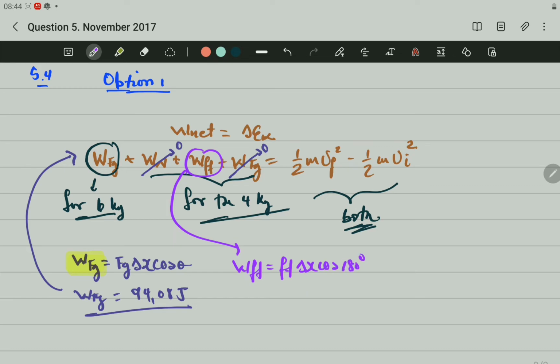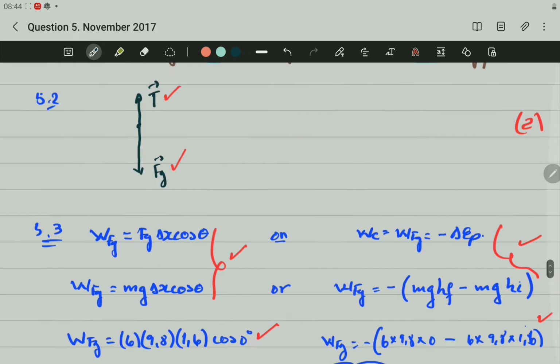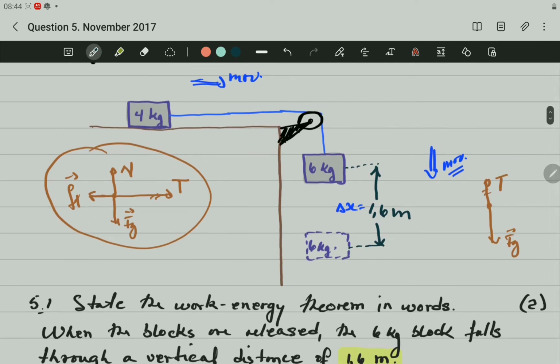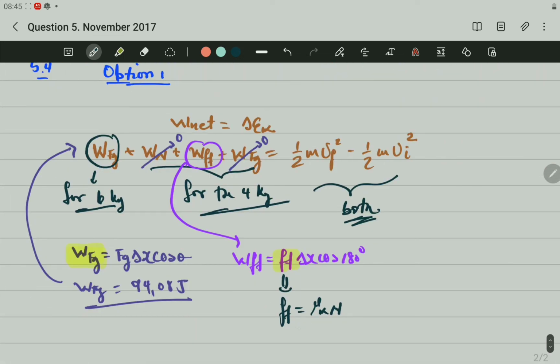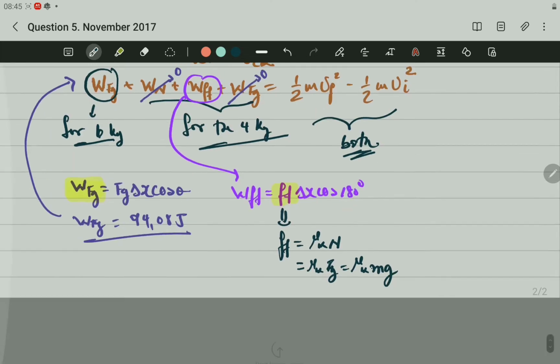Now, the small issue here is that we don't have the frictional force. So we have to go back to the formula of frictional force, and this is not a big problem. Frictional force is equal to the kinetic coefficient of friction multiplied by the normal force. And the normal force, in this case, if you look at the free body diagram, will be equal to the gravitational force. So frictional force is equal to the kinetic coefficient of friction multiplied by mass multiplied by acceleration due to gravity.